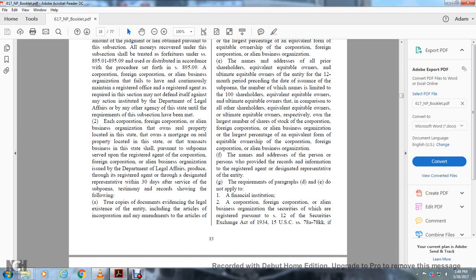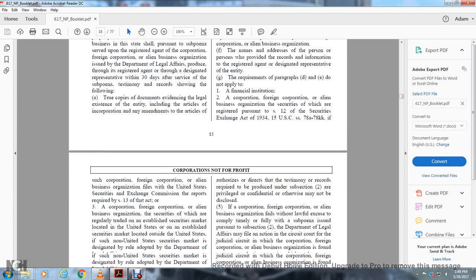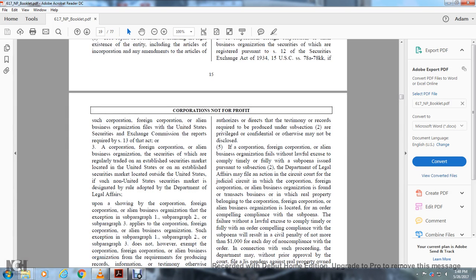If the name and address of the person who is provided with the records of the information registered agent designated with the representative, even required in paragraphs D and E, do not apply. One financial institution, corporation, foreign corporation or alien business organization, secretary, which of the registry pursuant to statute 12 of the Securities Exchange Act of 1934, Title 3 of 515 U.S. Standard Code Statute 78 A78 KDK, if such corporation, foreign corporation, alien business organization filed with the United States Securities and Exchange Commission the reports required in statute 13 of the Act.